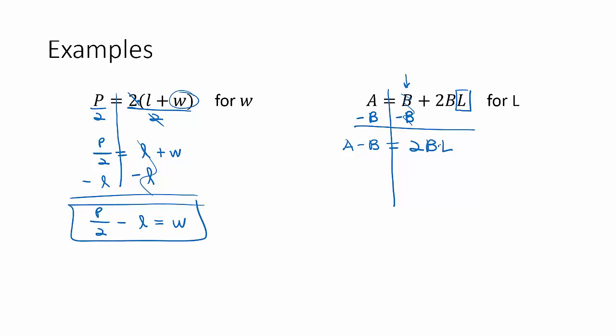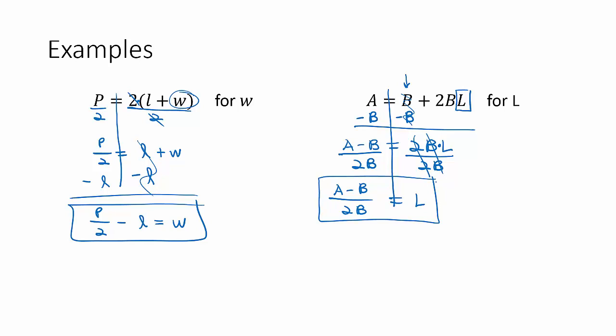And again, that L is multiplied by the 2B. So we can get rid of that 2B by dividing by the 2B on both sides. Leaving L is equal to A minus B over 2B. And we have our final solution.